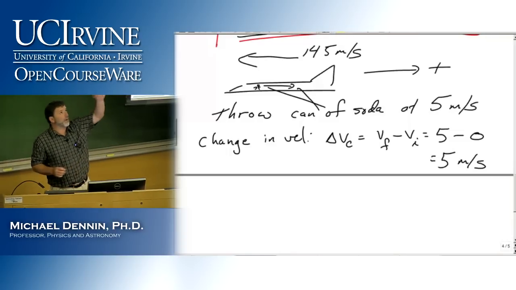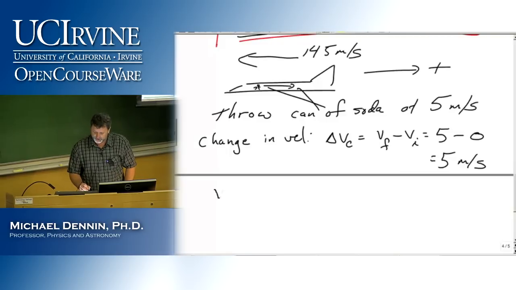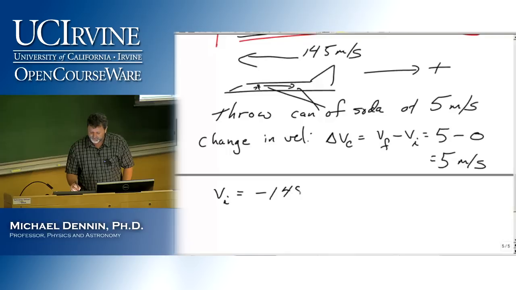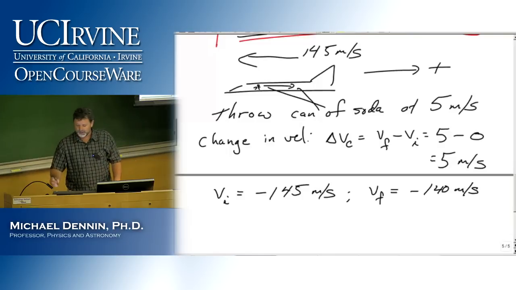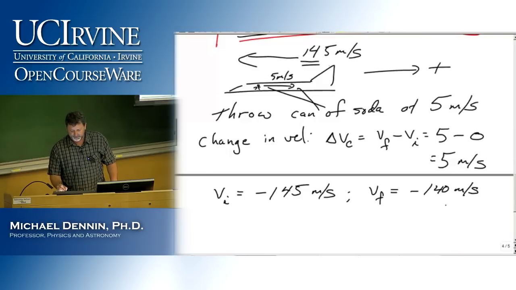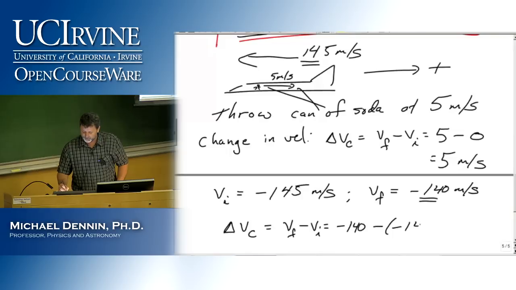Now, to me, on the ground, watching it, because you're flying in Wonder Woman's invisible jet, what I see is a can of soda with an initial velocity of negative 145 meters per second, because it's flying with the plane to the left, and a final velocity of negative 140 meters per second, because it's got the 5 meters per second relative to the plane to the back, and I add that to the 145, and I get my minus 140. So I measure a change in velocity for the can of V final minus V initial equals minus 140 minus a negative 145, which is a positive 5 meters per second.